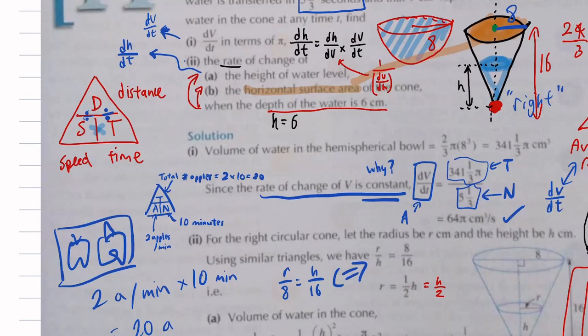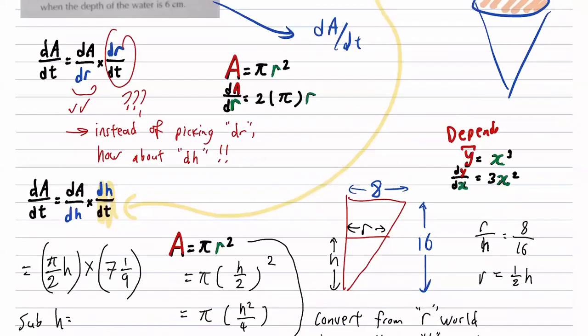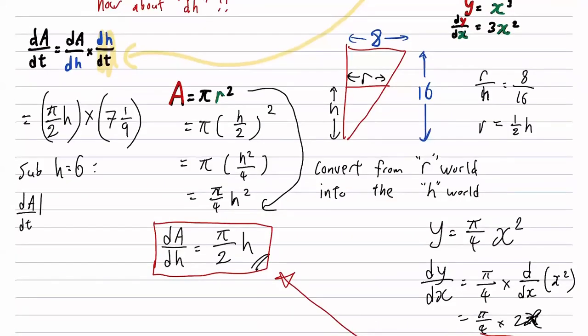Are you following? So you just sub in h with 6. Of course, you can write the notation dA by dt, draw a vertical line, h equal to 6. And you get pi over 2 times 6 times 7 1/9. Then you can simplify and get your answer.